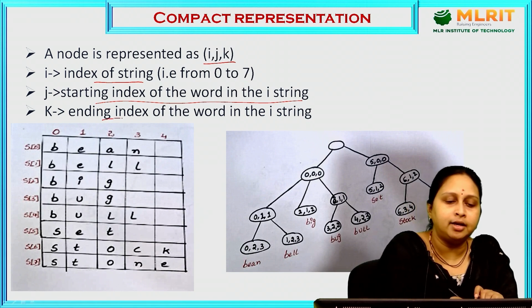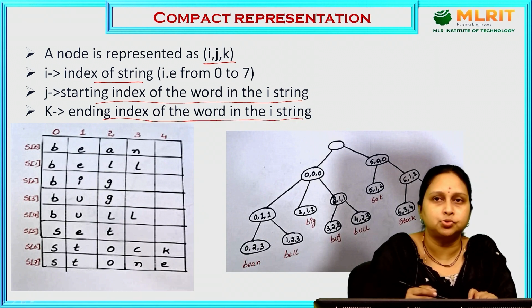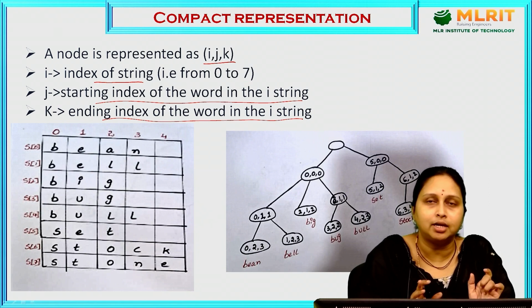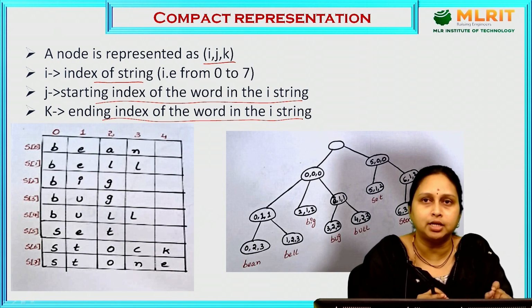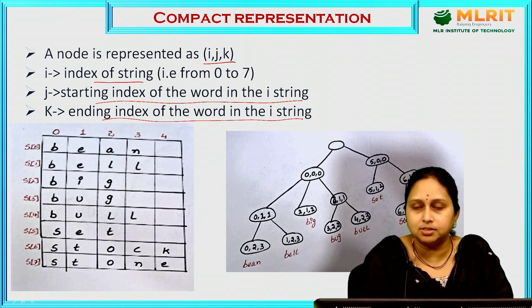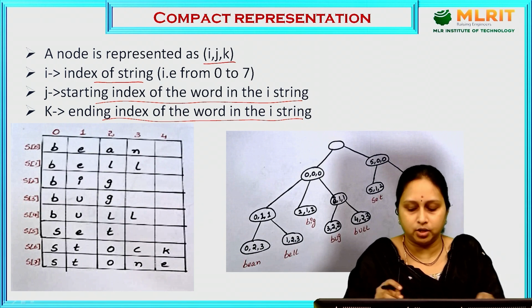And K represents the ending index of this word in the string I. K represents the ending, J represents the starting, and I represents the string index. The start, which string index, string 1, string 2, string 3, like that way we are going to see. Okay, and now how am I going to represent this, let us look into this.